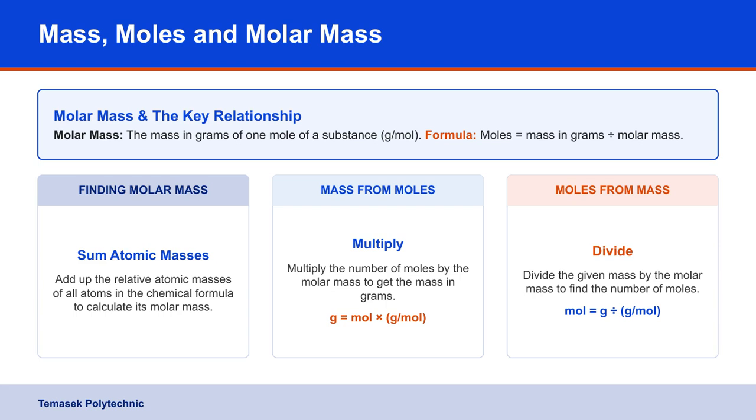These 2 operations are the backbone of nearly every stoichiometry calculation you will encounter in engineering, from calculating reactant quantities to scaling up industrial chemical processes. Get comfortable with this triangle. It will save you every single time.